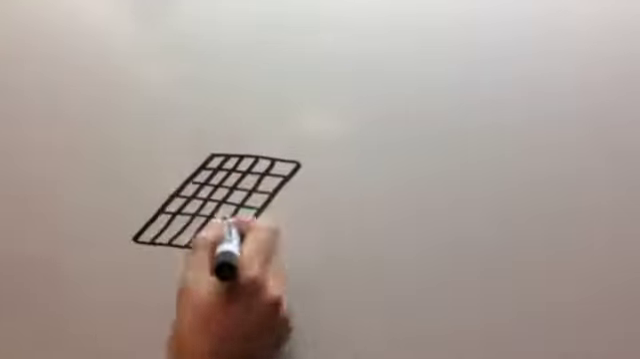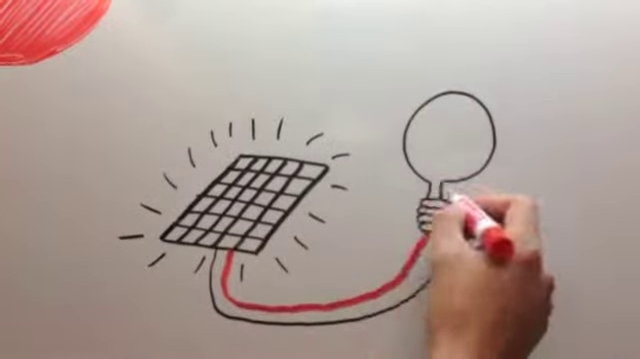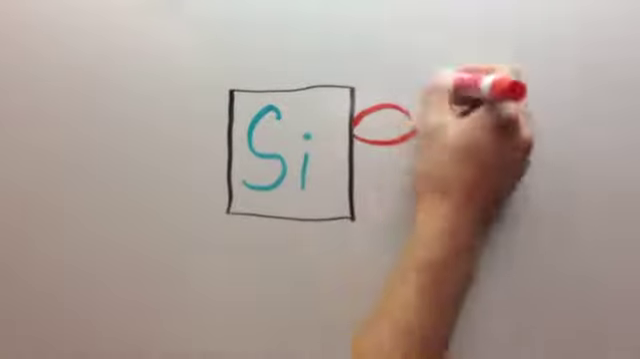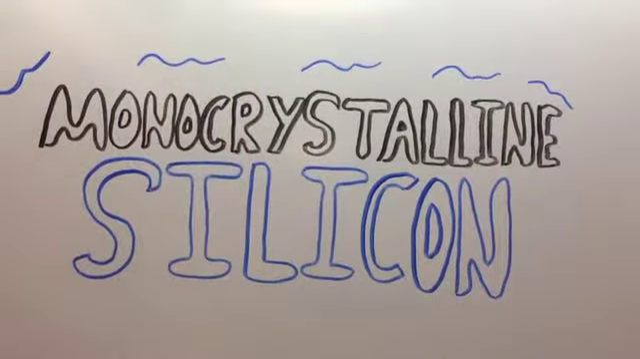So, you've probably heard about solar panels. They're found on houses, streetlights, and water heaters around the world to turn light into energy. But do you know the real hero behind the solar cell? Super silicon. One silicon alone can't get the job done. Together, they form monocrystalline silicon.